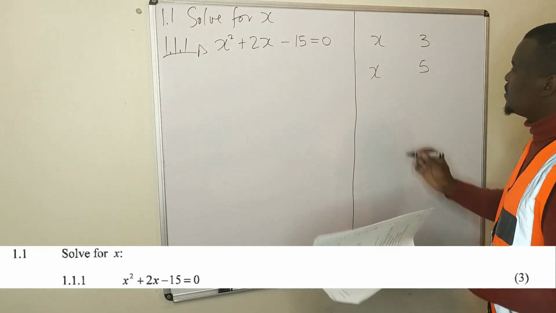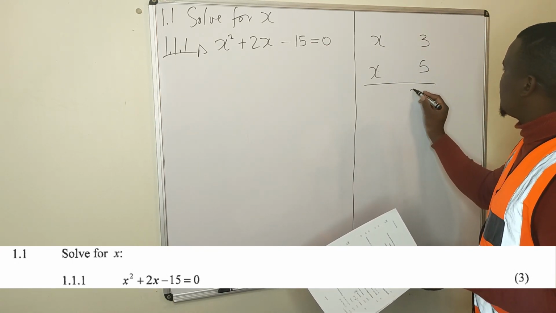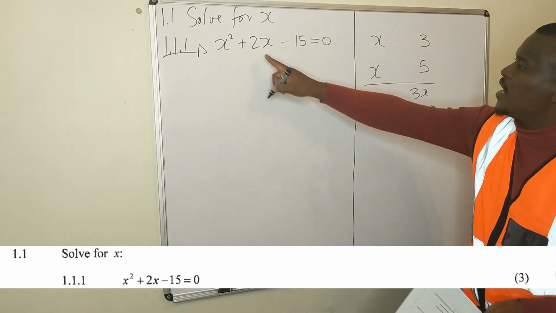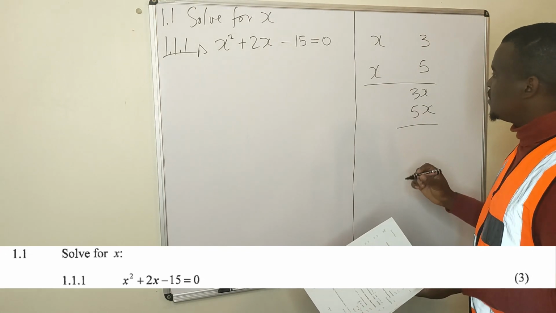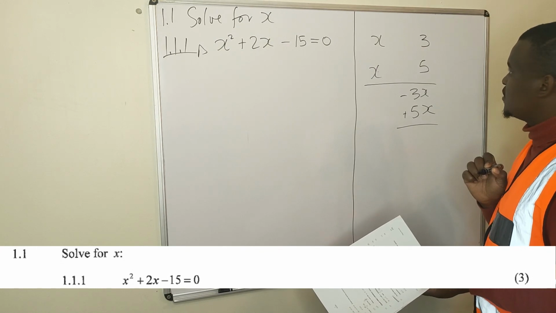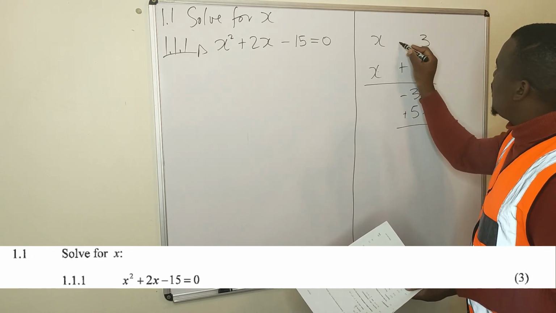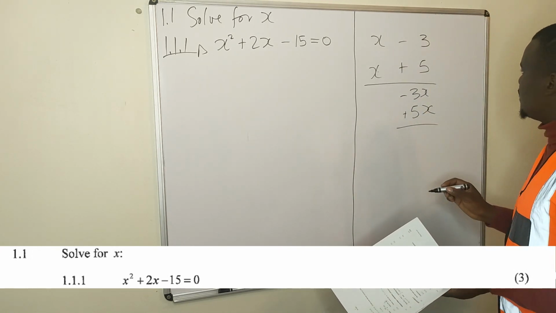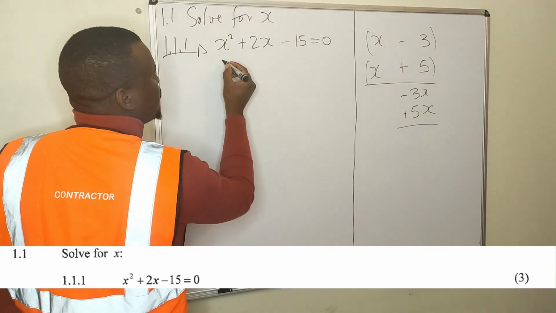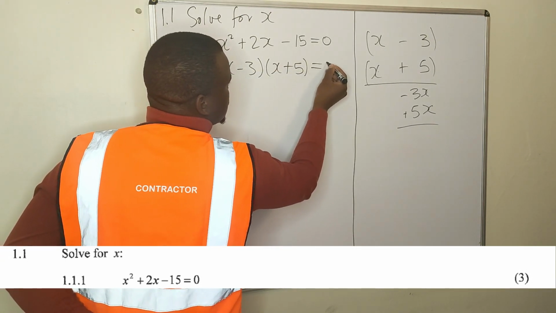So this times this, we have 3x. This times this, we have 5x. What do we want to get? We want to get plus 2x. Which means we should have plus 5 here and minus 3 here, minus 3x. Then these are your factors. So the factors are x minus 3 and x plus 5 is equal to 0.